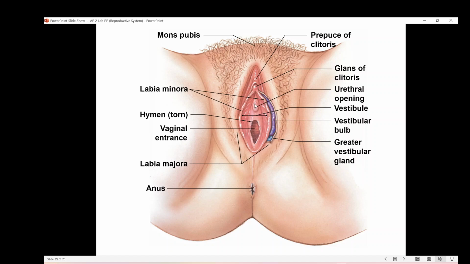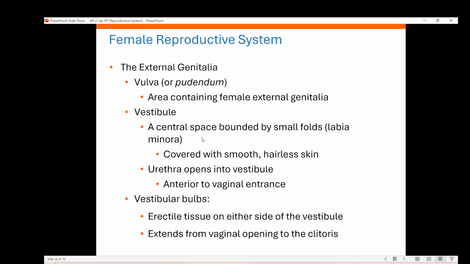Within the vestibule, we have the urethra, right? So this is for urine, and then the vaginal canal over here. So the vestibule is a central space bounded by the labia minora. And again, the labia minora are smooth, no pubic hair. Within the vestibule is going to be the urethra, and that is just in front of or anterior to the vaginal canal.